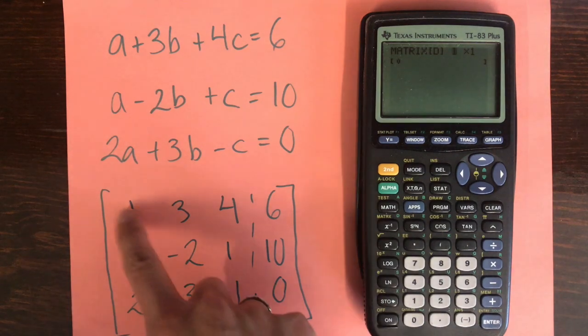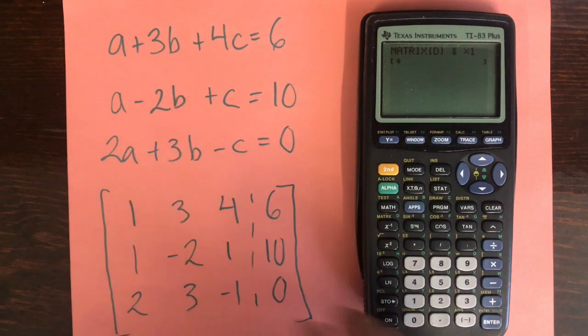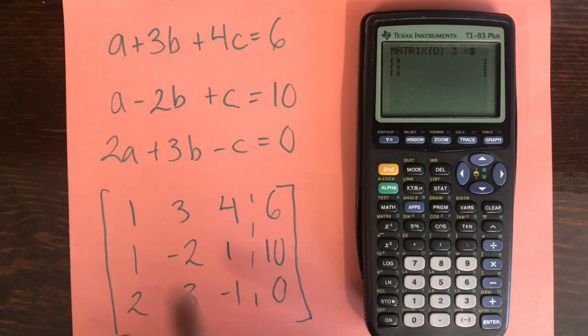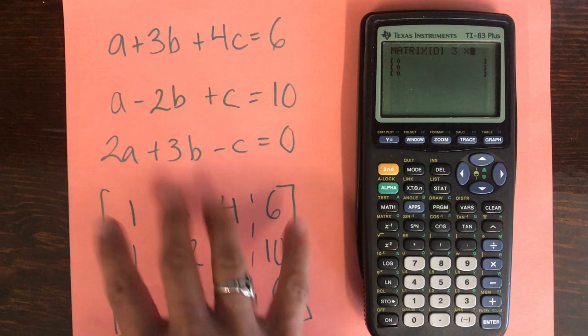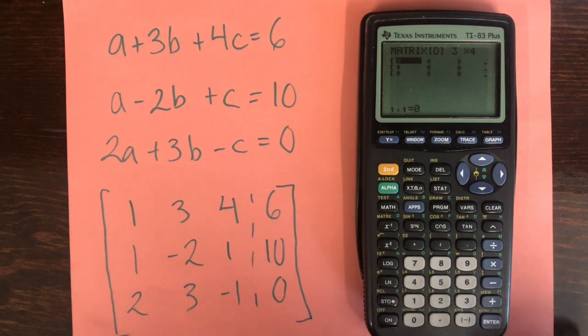So the first thing I'm going to do with matrix D is change it to a 3, because it has 3 rows, by 4, because it has 1, 2, 3, 4 columns. So it's a 3 by 4 matrix, and I'm just going to enter all the numbers that I see.